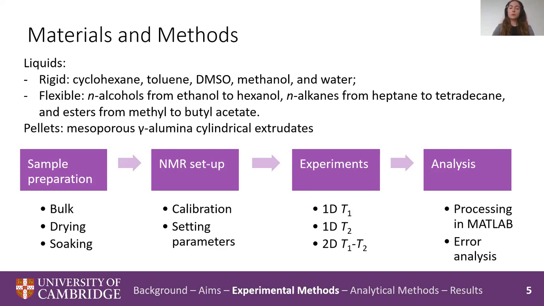So the sample preparation was fairly straightforward. For the bulk samples, it simply involved pipetting the liquid into an NMR tube. And for the imbibed samples, it involved drying the pellets overnight in an oven before soaking them for at least 3 hours in the desired liquid before the experiment could occur. So the magnet had to be calibrated by a process known as shimming. A few parameters were set before one-dimensional T1 and T2 experiments and a two-dimensional T1, T2 experiment were carried out before the data were exported to MATLAB for analysis and processing.